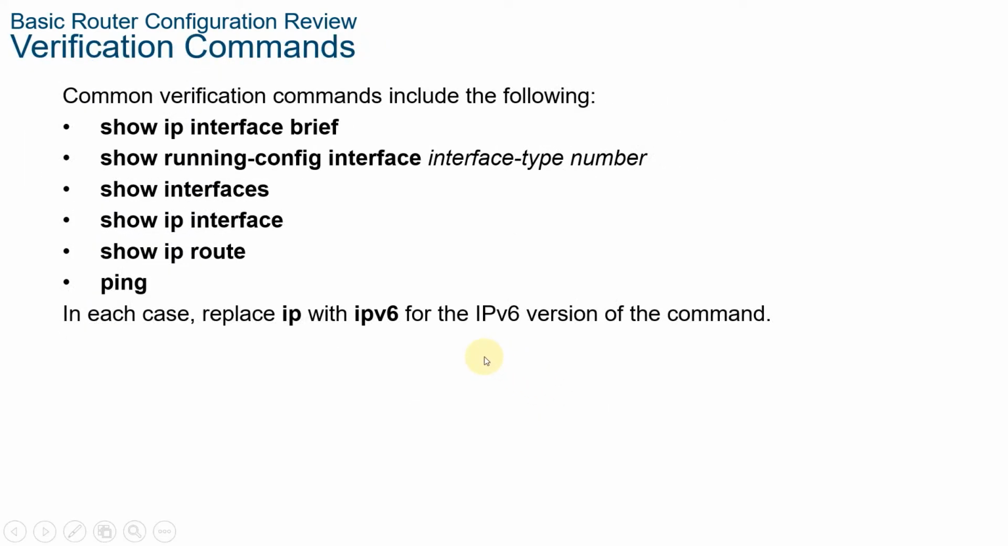Now we have some common verification commands, which include show ip interface brief, show run, show interfaces, show ip interface, show ip route, and ping. In each case, replace ip with ipv6 if you want to use the IPv6 version of it.